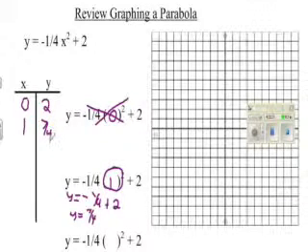Let's see how that looks on our graph now. 0, 2, and 1, and almost 2. Looks like our parabola is going to either go up this way or down that way. So let's look at our equation. Here we see a negative. That means it's going to frown. So it's going to go this way.